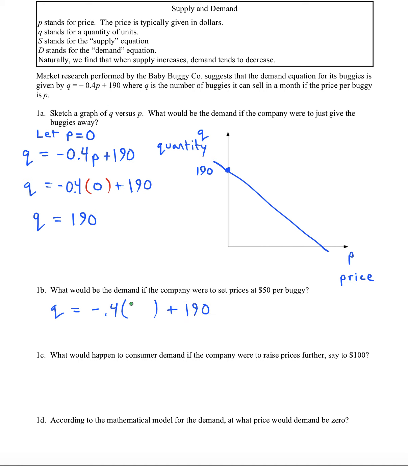According to the model, what would be the demand if the price was set to $50 per buggy? In that case, we just want to put a 50 in for P. So let P equal 50. And now they'll demand 170 buggies. So that point would be somewhere around here. 50, 170.